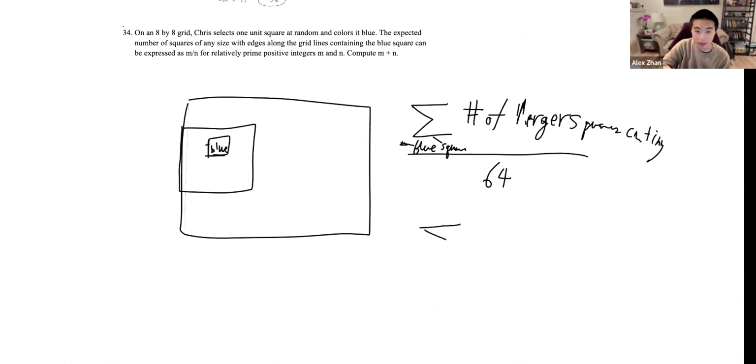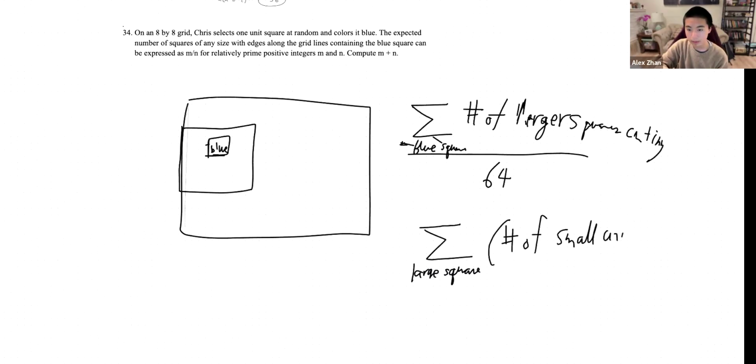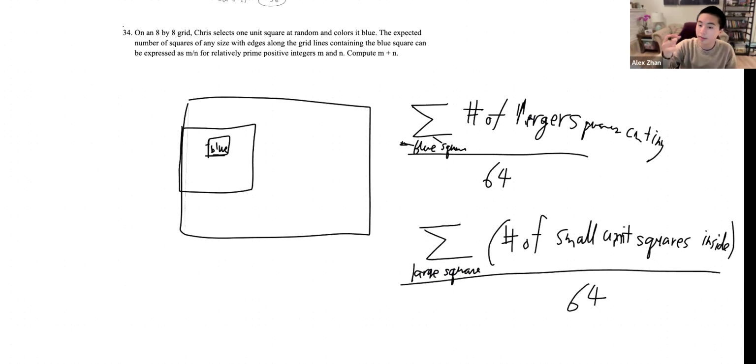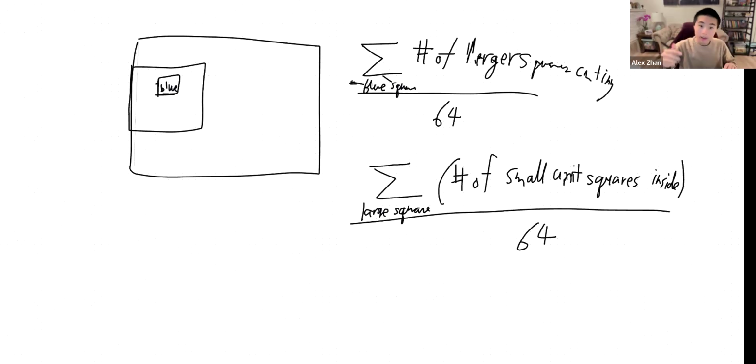So if we count instead by large squares, for each large square, the number of small unit squares contained inside. I think this is a quantity that we can count more easily, because for every single large square, the number of small unit squares contained inside is just equivalent to the area of the large square, correct? So now we just need to sum all of these up.